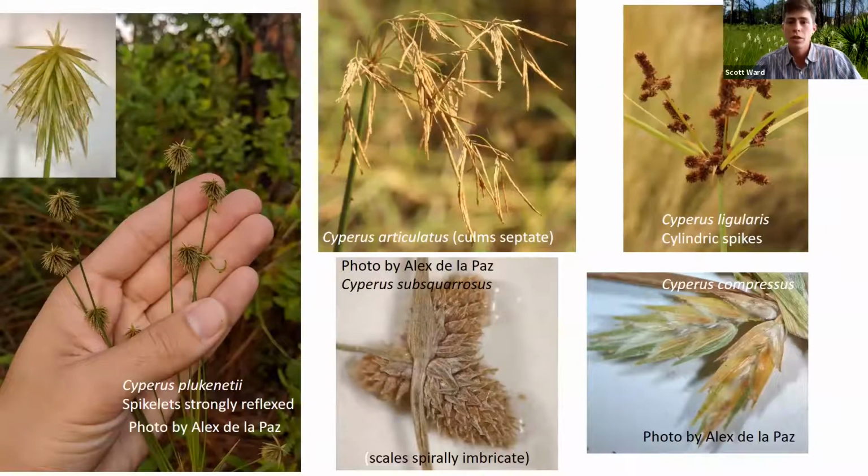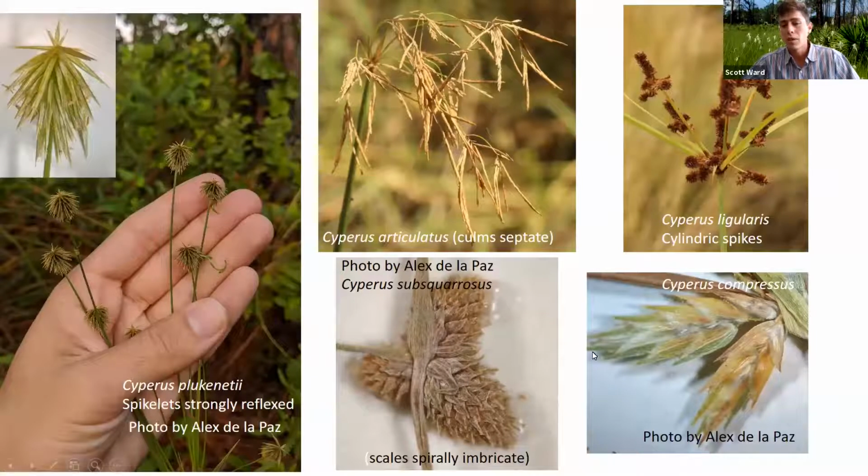Here are a few more pictures just illustrating the diversity in Florida. Once again, there are some interesting characters, like if the culms have these septa, these little dividers in the stems going up, like in Cyperus articulatus. Some of them have spikelets that are really strongly reflexed, like Cyperus pluchnetii.